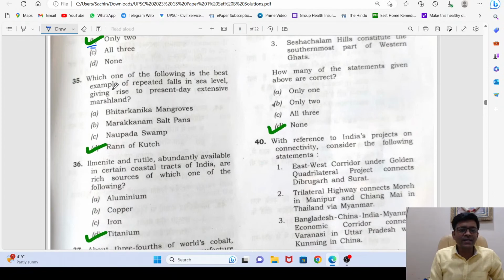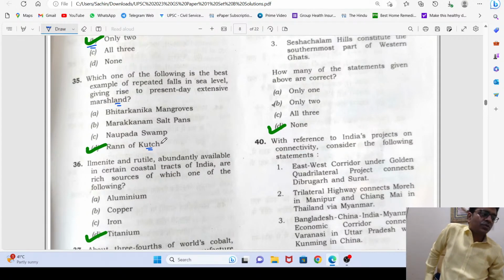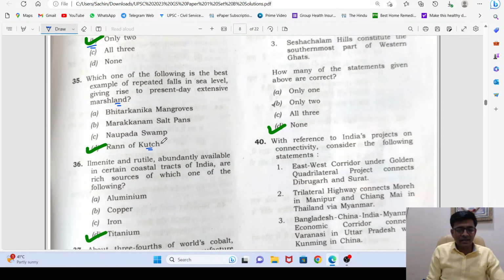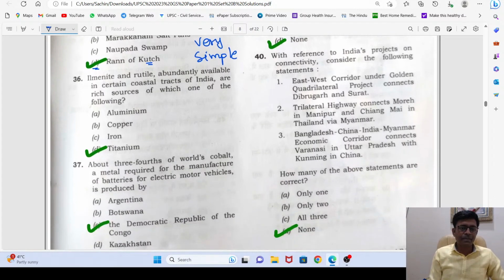Which one of the following is the best example of repeated falls in sea level giving rise to present day extensive marshland? See, Rann of Kutch was under sea. Every year the level of the sea went down and down, and this Rann of Kutch became open area. That's why your answer is D, Rann of Kutch. I feel it is a very simple question, a question of common sense, and a question from biodiversity and geography as well.